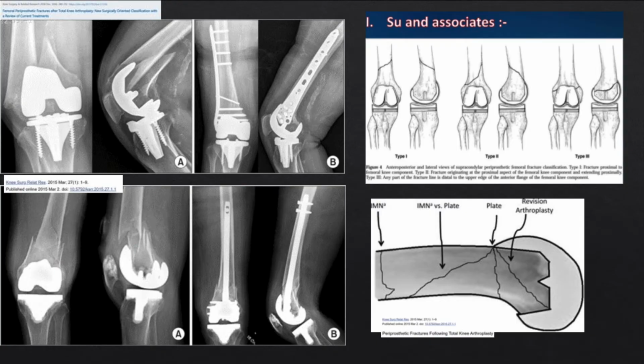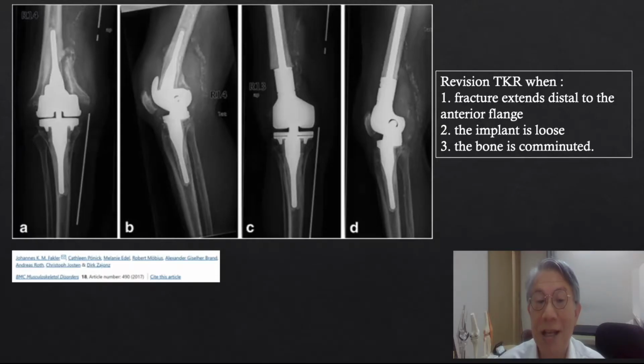Conversely, if your fracture pattern runs distally into the distal condyles, or if your implant is loose, or if the distal fragments are comminuted, then we are looking at revision surgery. And in this scenario, you can see that the revision is to a distal femoral replacement. So if we just remember these 3 guidelines to go by, that's helpful.